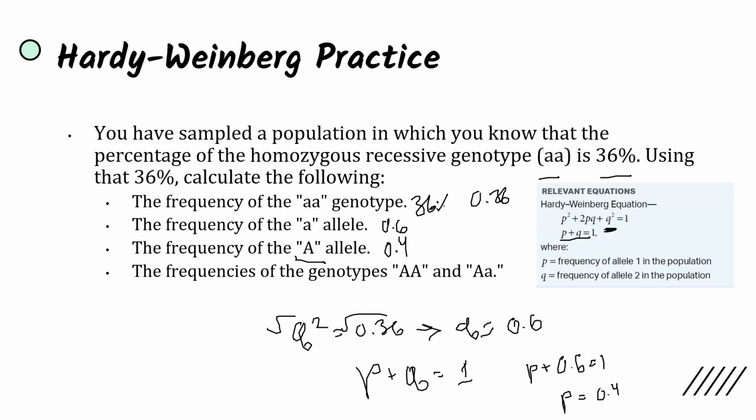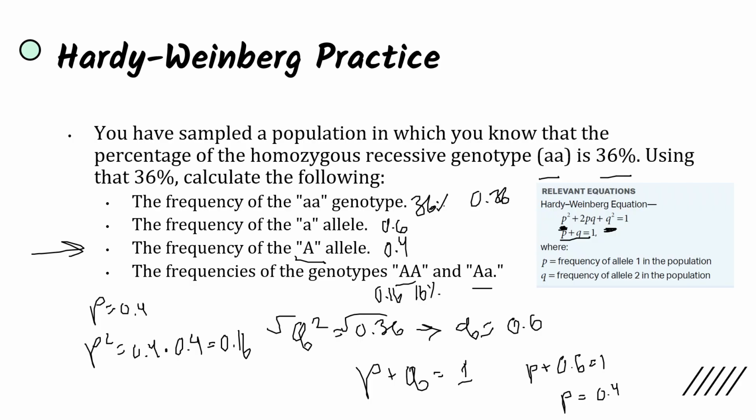Lastly, we need to find the frequencies of these other genotypes of AA, so homozygous dominant, and also of heterozygous. And again, we can turn to our Hardy-Weinberg equation. Starting off with homozygous dominant, in the Hardy-Weinberg equation, that's represented by p squared. So if p is equal to 0.4, as we just determined finding the frequency of the dominant allele, then p squared is going to be 0.4 times 0.4, or 0.16. So our frequency of the homozygous dominant genotype is 0.16 or 16%.